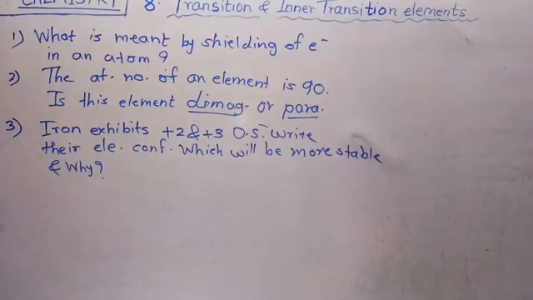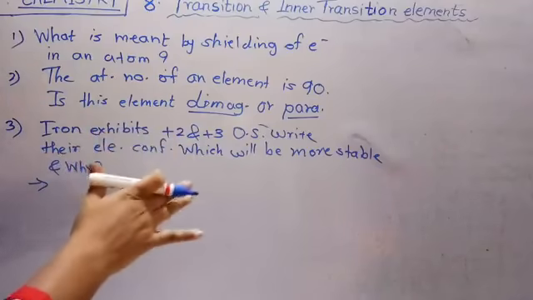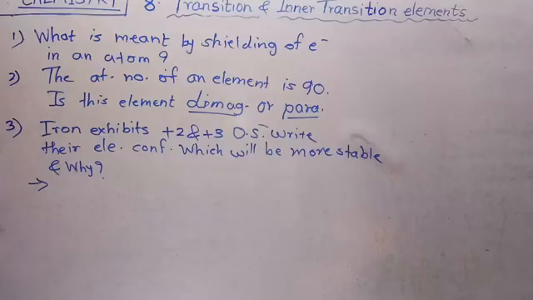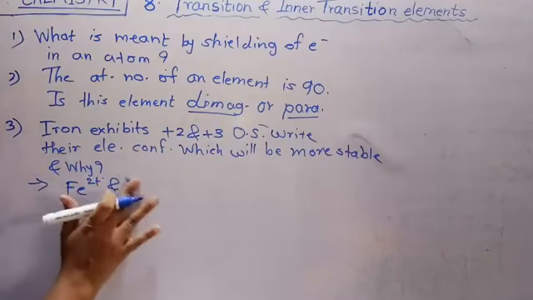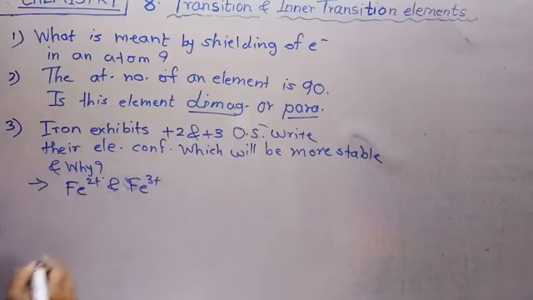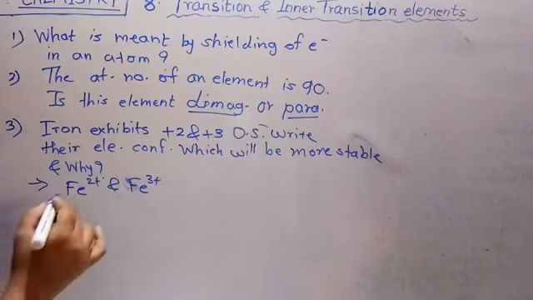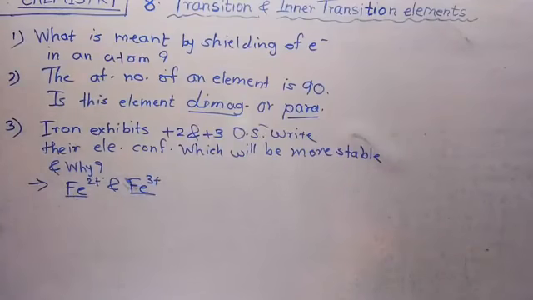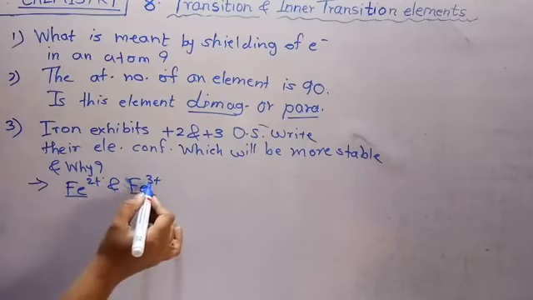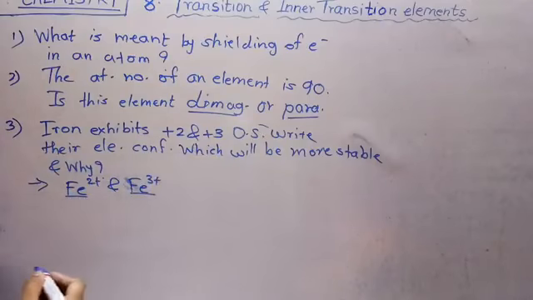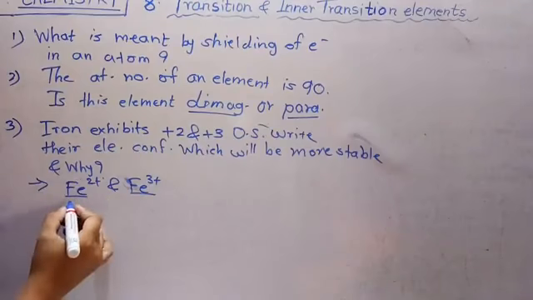First, read the question carefully and then start the answer. Iron exhibits +2 and +3 oxidation states, that means Fe2+ and Fe3+. Then write the electronic configuration in those oxidation states, that is, of Fe2+ and Fe3+. Then explain which is more stable and why. Clear? First write the electronic configuration.